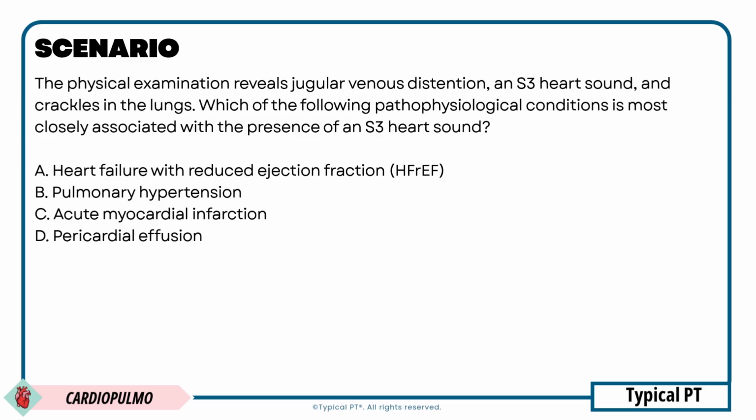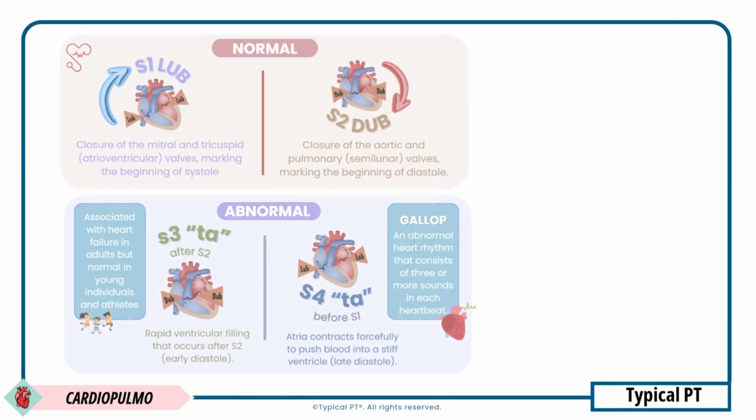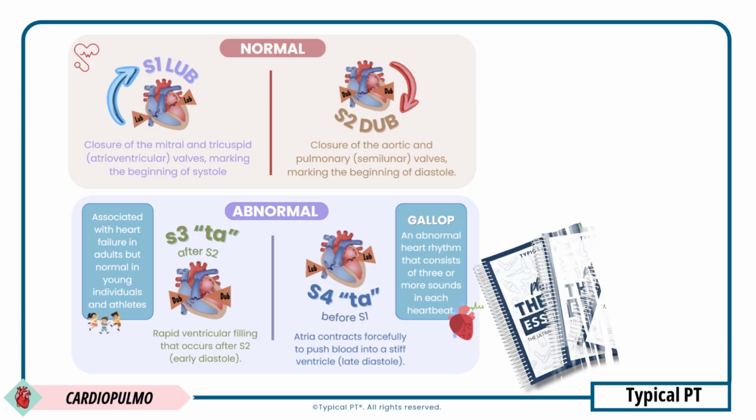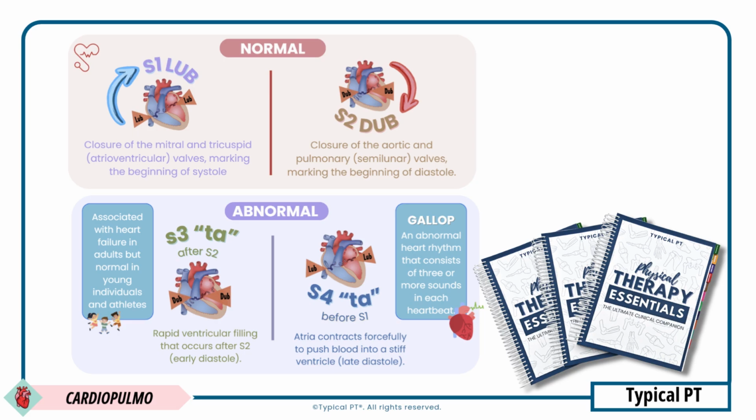Welcome back. The correct answer is choice A, heart failure with reduced ejection fraction, HFrEF. Before we break down the explanation, I want to mention that the infographic shown here is from the Physical Therapy Essentials book from Typical PT. You can find this diagram and other helpful resources inside that book.